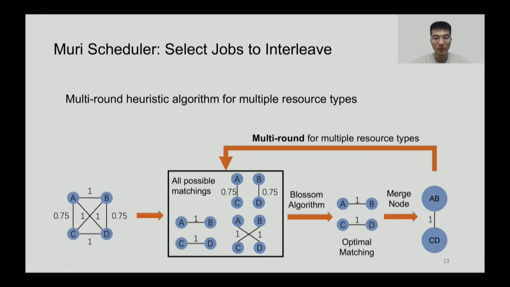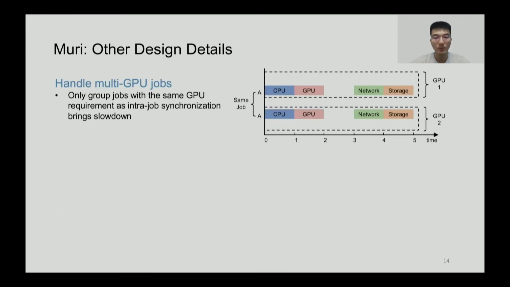We design a multi-round heuristic algorithm to handle multiple resource types. The main idea is to divide the matching process into multiple rounds, and each round uses the Blossom algorithm to group jobs. At the end of each round, each pair of nodes in the selected matching is merged into one node. The heuristic algorithm still has an acceptable polynomial time complexity. We also optimize Muri from other aspects.